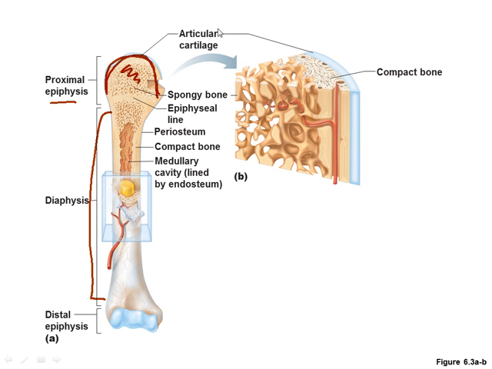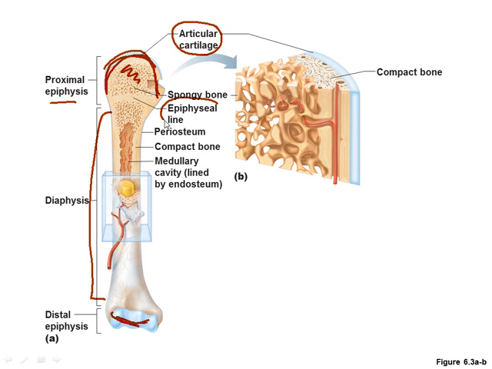Each side also has articular cartilage around the ends. That's hyaline cartilage. That allows the bones to move against each other freely, okay? So it's basically a surface to allow the bones to articulate together.